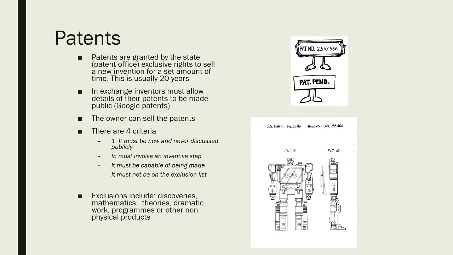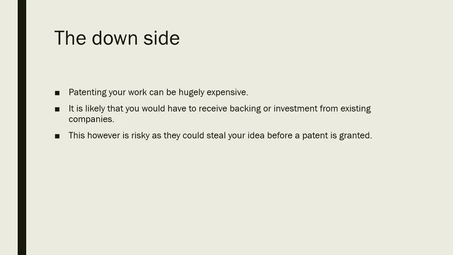And there is what's called an exclusion list. So there's certain things that you're not allowed to patent, and that can include things like discoveries, math theories, dramatic works, programs or other non-physical products. Those are things that are not allowed to be patented. So the downside of patenting is it can be very, very expensive. So it's likely if you are a designer, you'd have to receive backing from either an existing company or an investor coming to you.